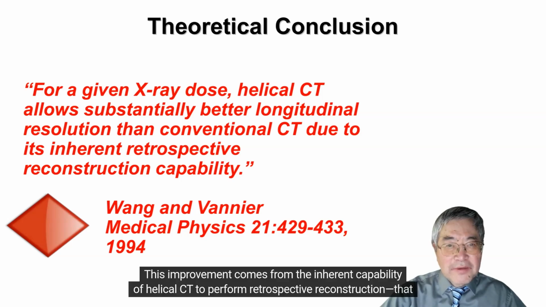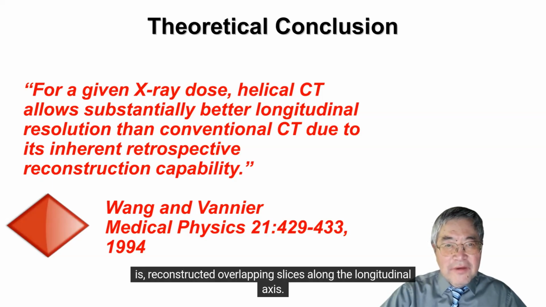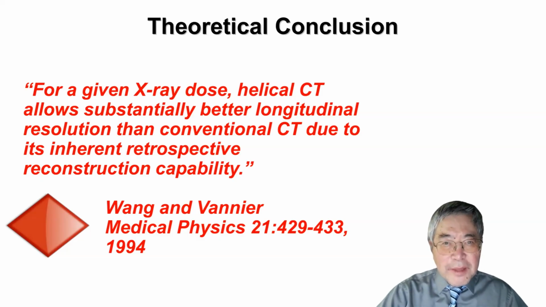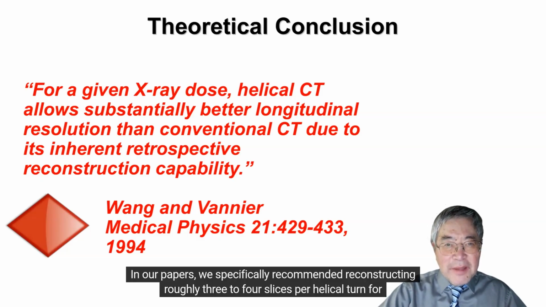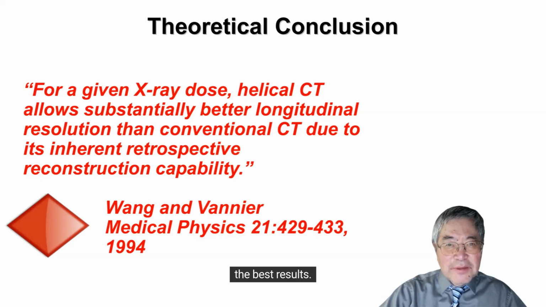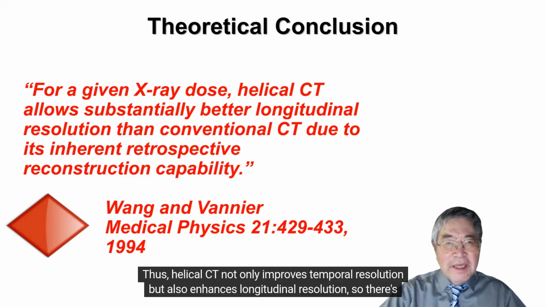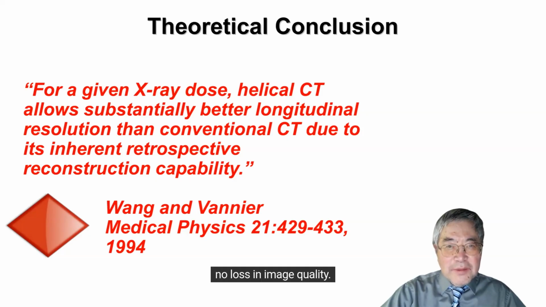This improvement comes from the inherent capability of helical CT to perform retrospective reconstruction, that is, to reconstruct overlapping slices along the longitudinal axis. In our papers, we specifically recommended reconstructing roughly 3 to 4 slices per helical turn for the best results. Thus, helical CT not only improves temporal resolution but also enhances longitudinal resolution, so there's no loss in image quality.